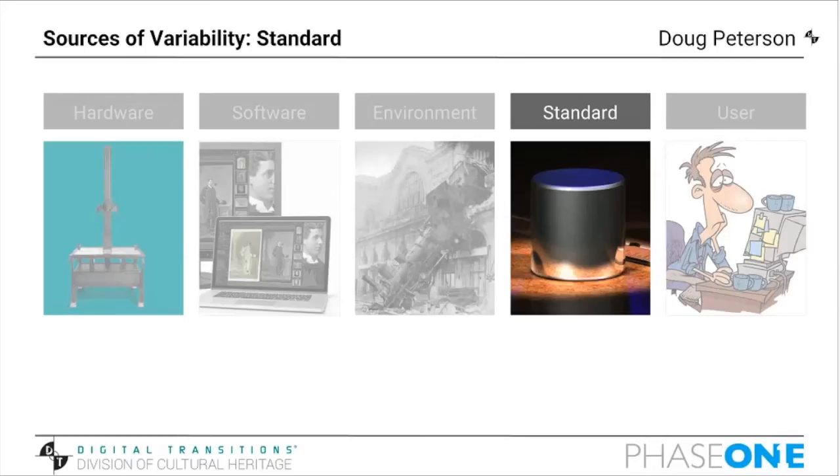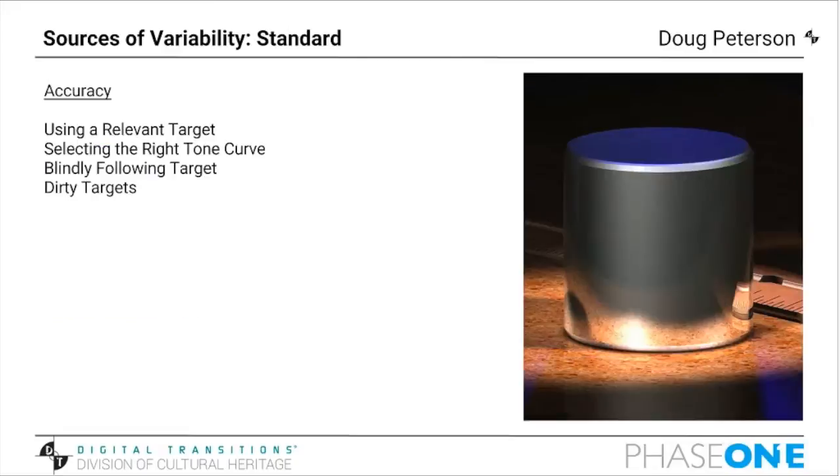So next we want to talk about the standard. What are we measuring against? What are we using as our gold reference point? And in this regard, we want to talk about using the relevant target, selecting the right tone curve, not blindly following the target, and not using dirty targets.